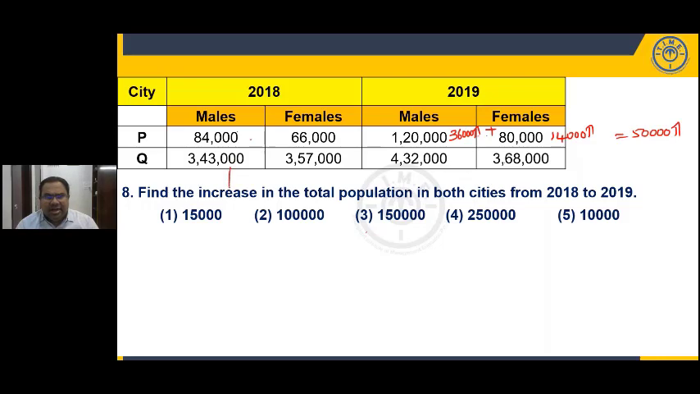Compare like this. 3,43,000, 4,32,000. 89,000 increase. Simple number. For 3,43,000, it is 4,43,000; 3,43,000 to 4,43,000 will be 1 lakh. But it is 4,32,000, so 11 less. So 11,000 less means it is 89,000 increase. 3,57,000, 3,68,000, 11,000 clearly increase. 89 plus 11, 1 lakh increase. What's the overall increase? 50,000 there, 1 lakh here, 1,50,000. Option 3.